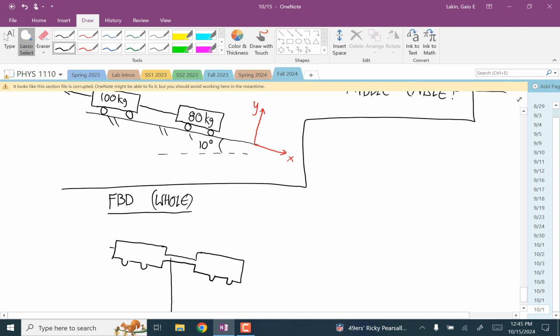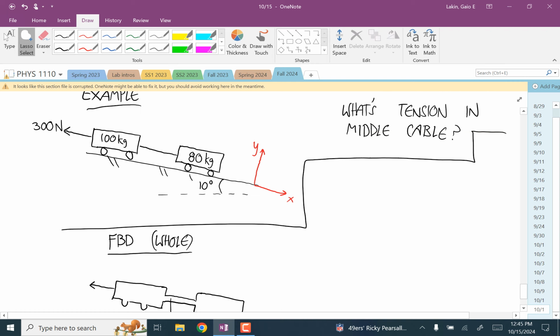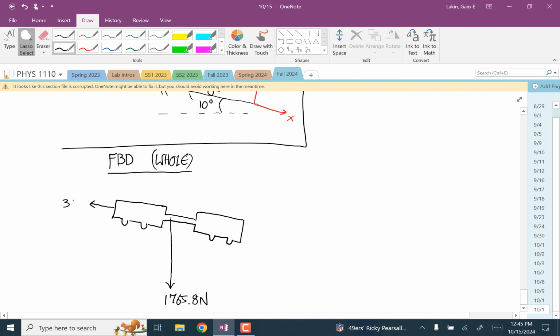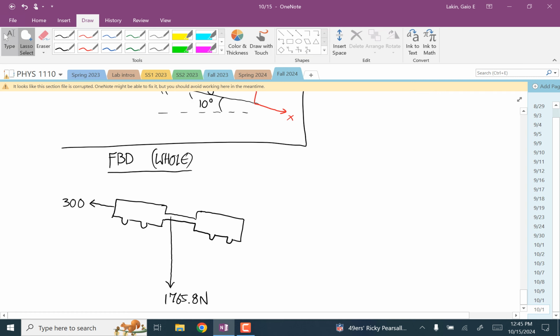Then there's this pulling force that we're given over here on the left. That's 300 newtons. And then there's a pushing force from the surface onto the wheels, and I'll call that N total. Any questions about that free body diagram?